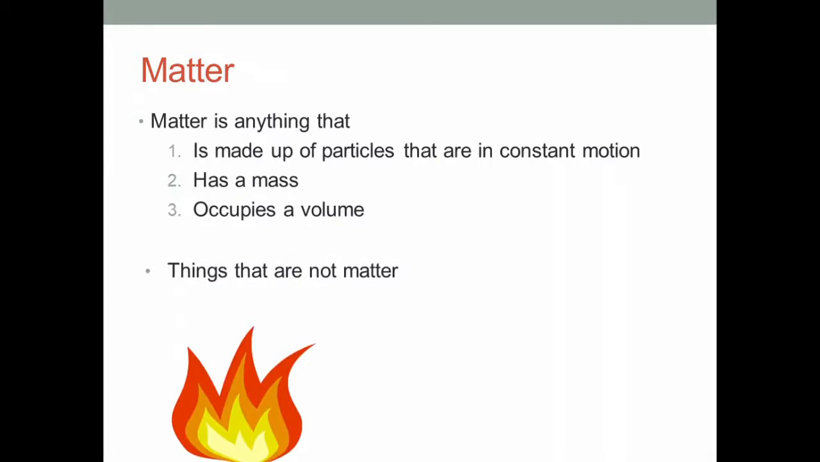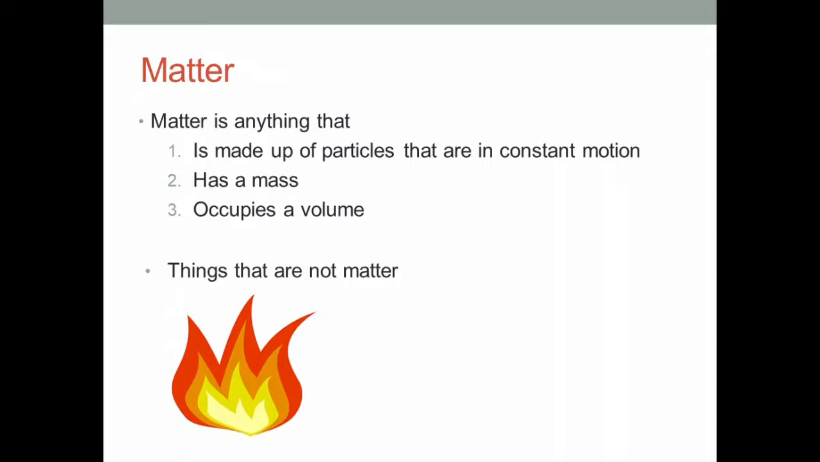Now, things that are not matter, for example, fire. People say that fire is the fourth state of matter, which is plasma, but actually this is not the case. Let me explain why. Fire in its simplest form is basically light and heat energy, and energies have no mass or volume, hence it cannot be matter. So basically the flame we see is merely a sensory perception. That's why fire cannot be considered as matter.